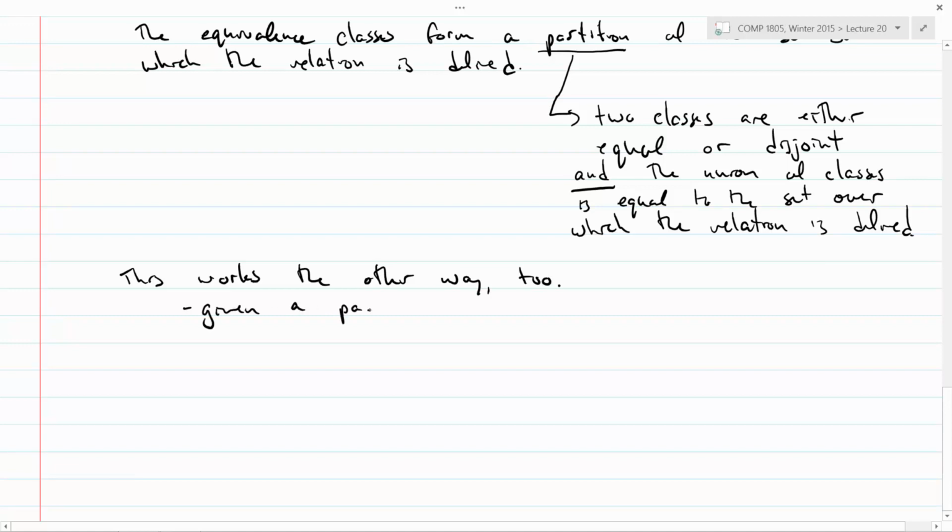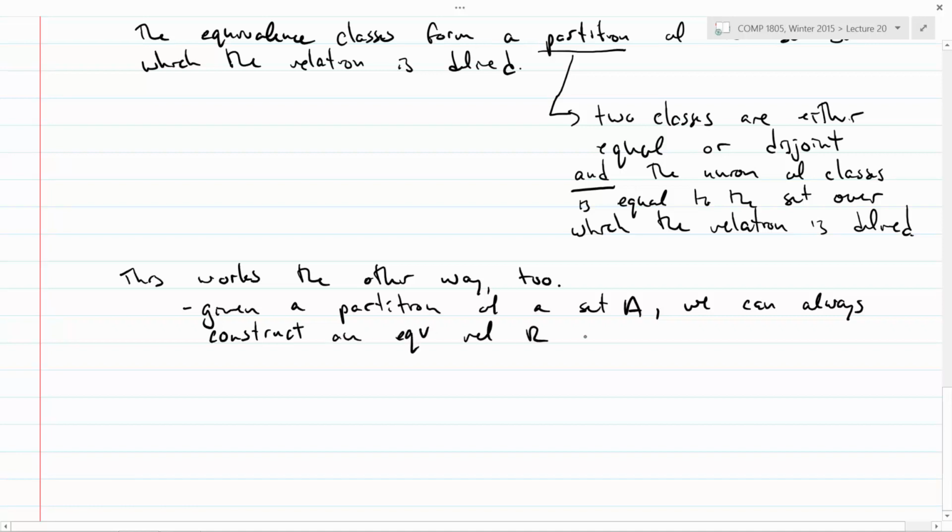So given a partition of a set A, we can always construct an equivalence relation R on A such that the equivalence classes of R make up that partition. So let's do an example of that.